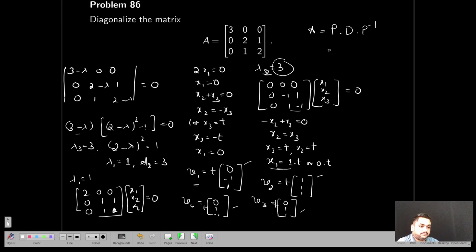Then P is nothing but column vectors V1, V2, V3, and D is the diagonal matrix. So all diagonal entries will be the eigenvalues. That is nothing but [1, 0, 0; 0, 3, 0; 0, 0, 3]. This is my diagonal matrix. Then you find the P inverse. So for this, we need at least 3 eigenvectors. I could find more than 3 eigenvectors.